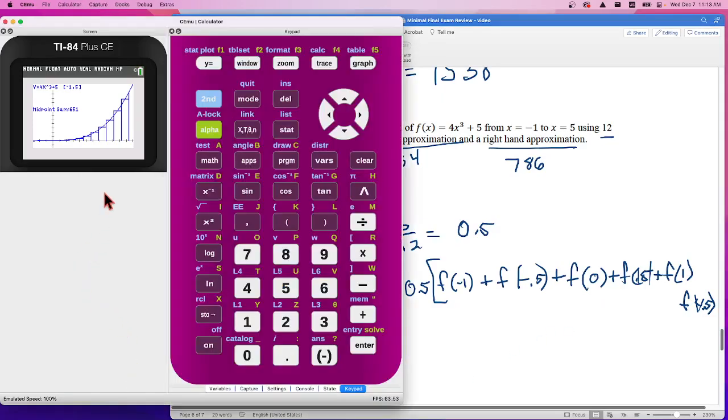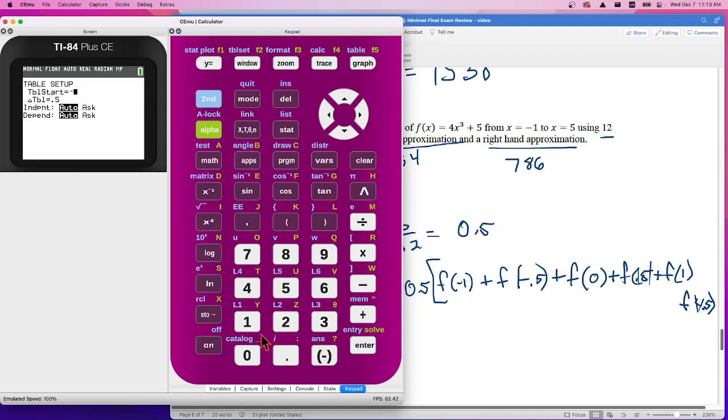So if you don't have this program, what you do is, oh, we can't quit. We got to go here and then 7. Now we're quitting. We're going to enter the equation. Oh, we've already got this. Maybe we used it for something else. 4x cubed plus 5. And then what we're going to do is we're going to table set.